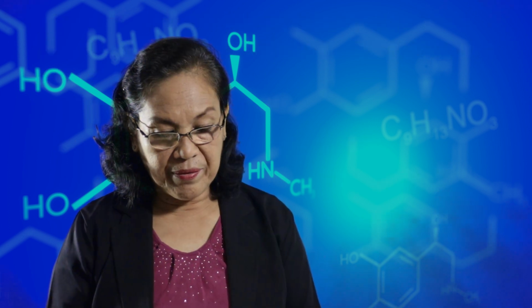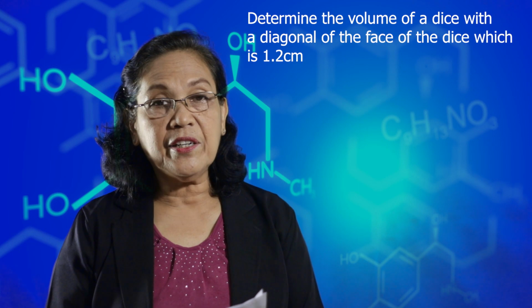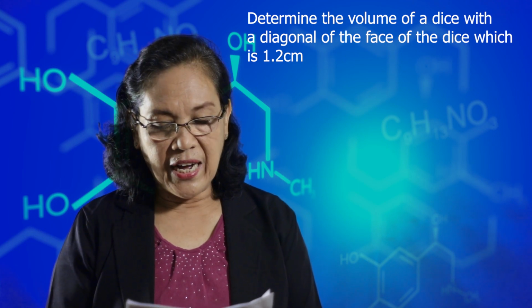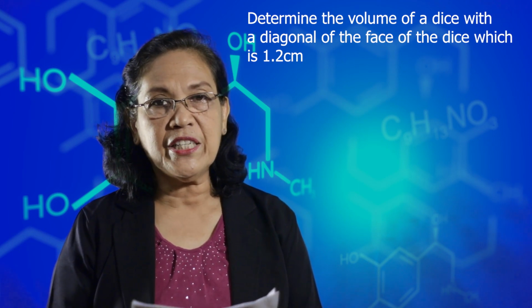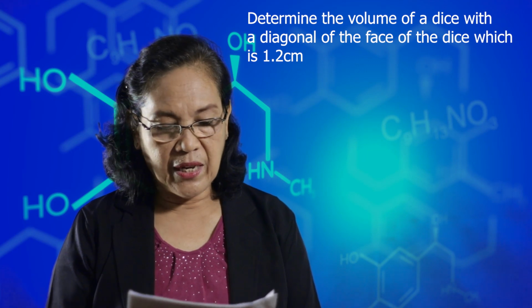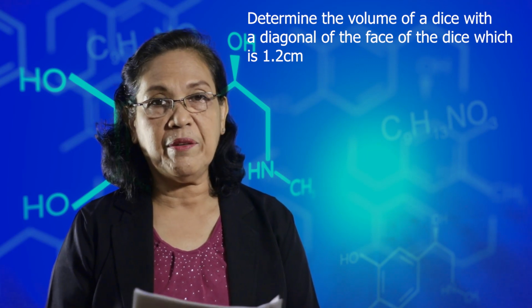Problem number 5. Determine the volume of a dice with a diagonal on its face which is 1.2 centimeters.